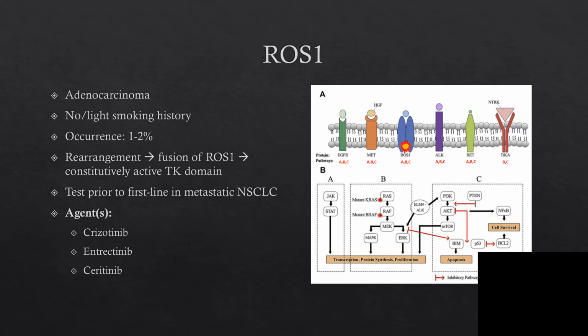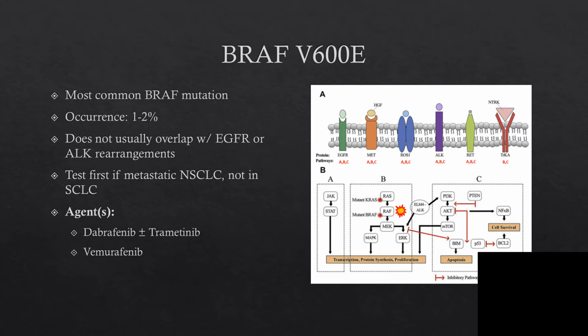Next up is the ROS1 mutation or receptor. You're thinking adenocarcinoma, again, no smoking history. Here our occurrence rate drops to about 1 to 2%. And with this, you're going to have a rearrangement occur, which causes a fusion of ROS1, and it's going to basically activate the TK domain and propagate that signaling cascade. We want to make sure we test prior to first line in metastatic non-small cell lung cancer. And typical agents we're going to see hitting ROS1 are going to be crizotinib and entrectinib.